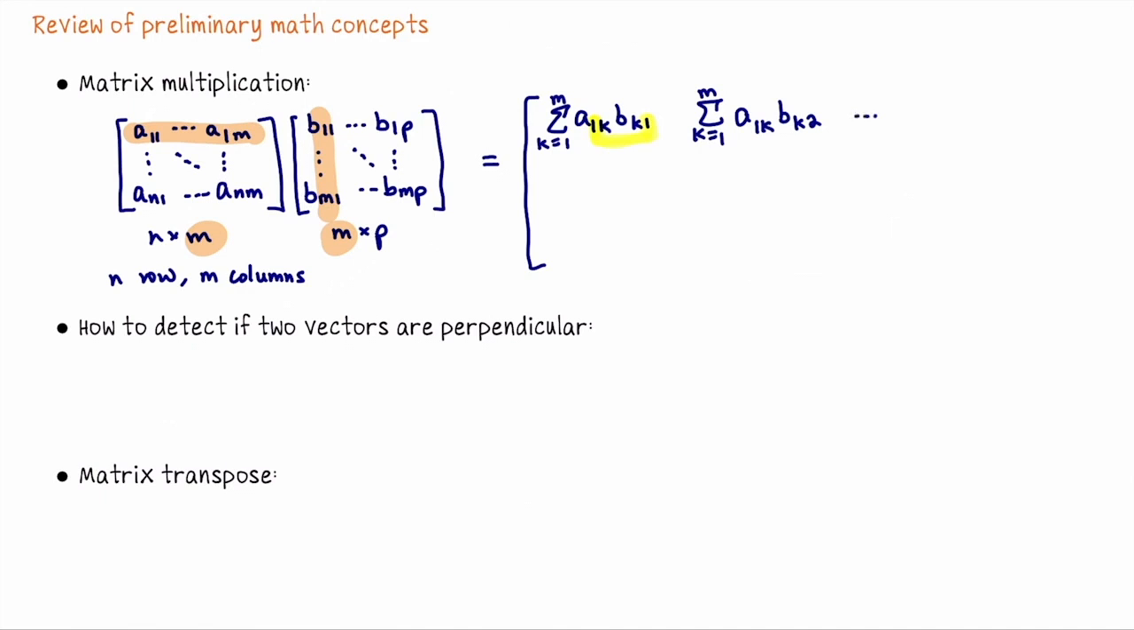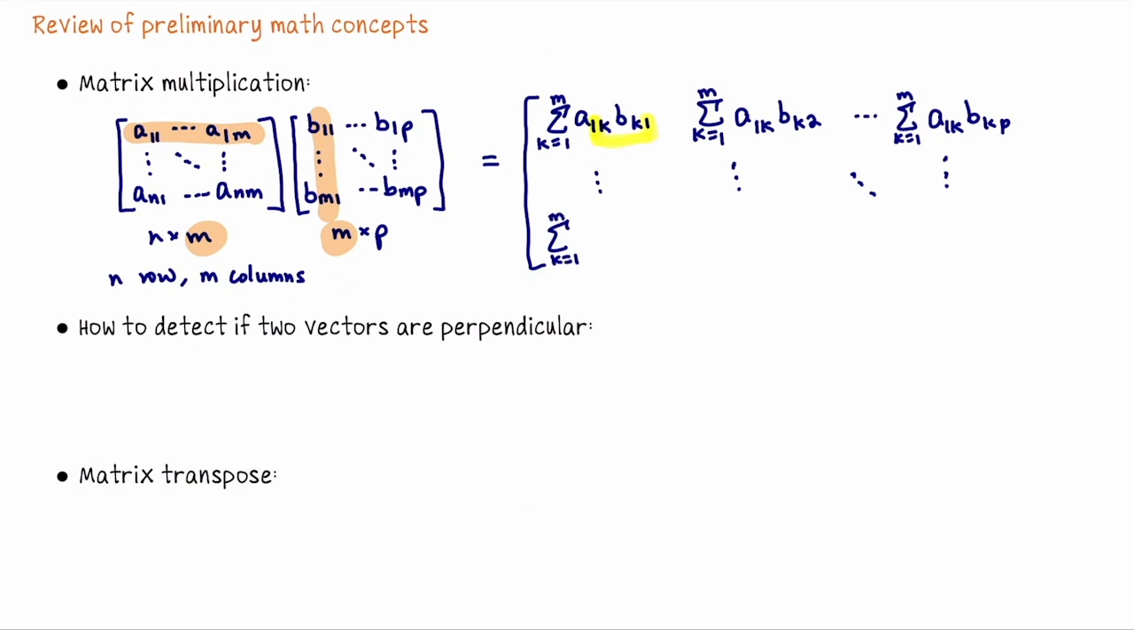And we go all the way through the end of the first row. So that's going to be A1k times bkp. Okay, and that would fill out the first row, and then we do that for all the rows until we get down to the final row.